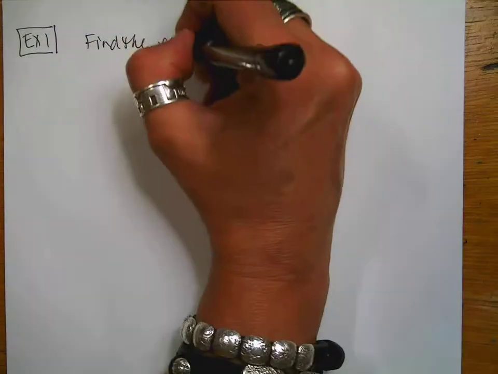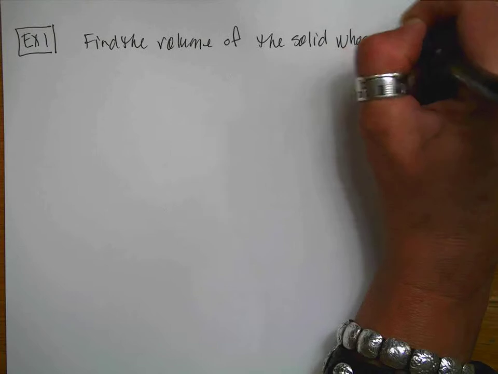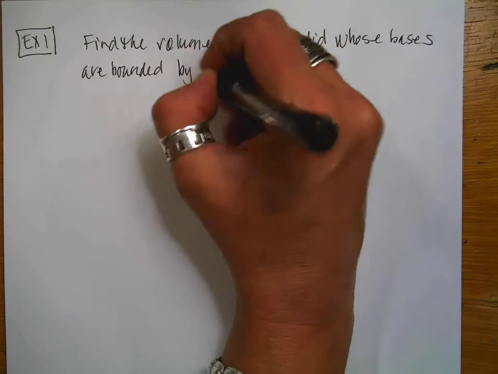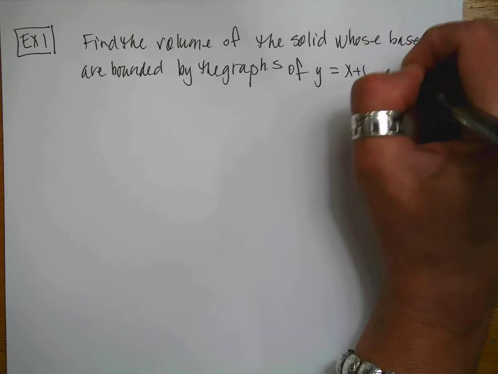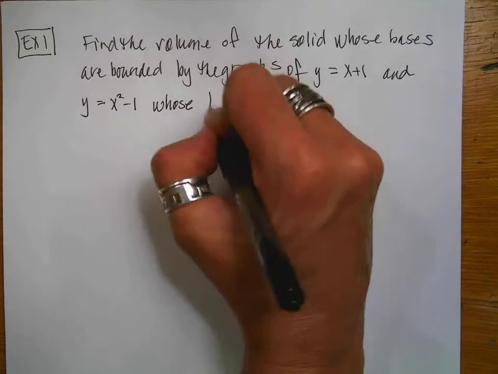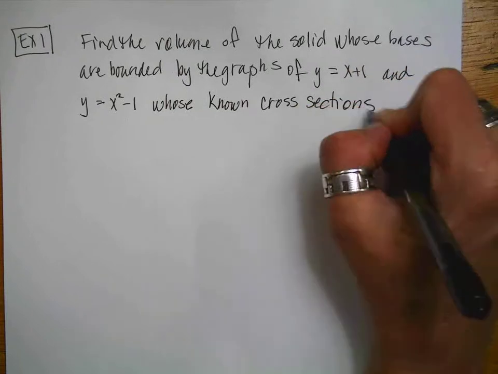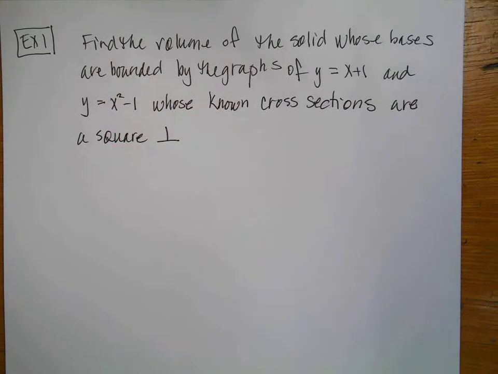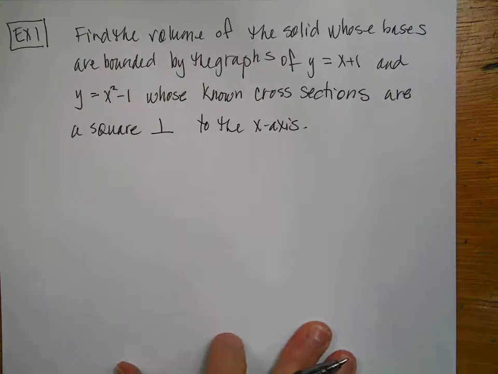This says find the volume of the solid whose bases are bounded by the graph of y is equal to x plus 1 and y is equal to x squared minus 1, whose, and here's the key phrase, known cross-sections are squares perpendicular to the x-axis. And I can't draw these for you, so I'm just going to apologize now.